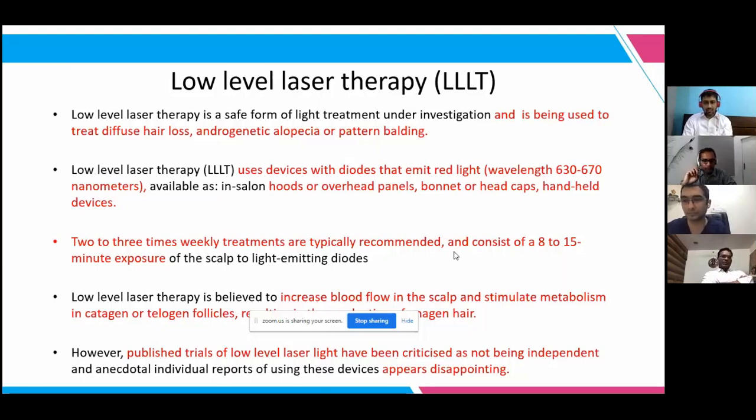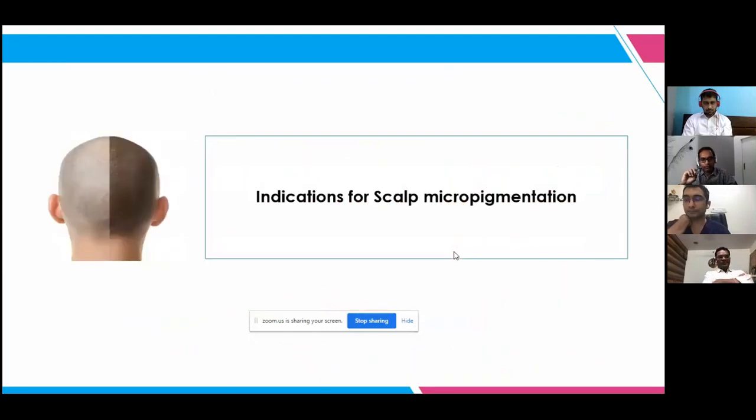I don't know, but published trials of low level laser light have been criticized as not being independent. Anecdotal individual reports of using these devices appear disappointing. So what was mentioned is right. It may be a disappointing procedure. Sir, can I add?